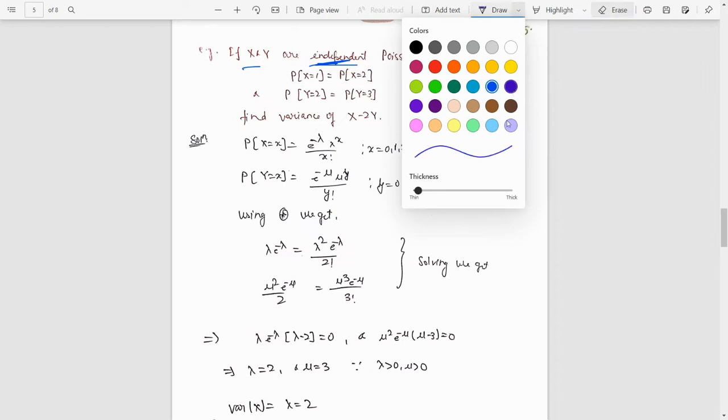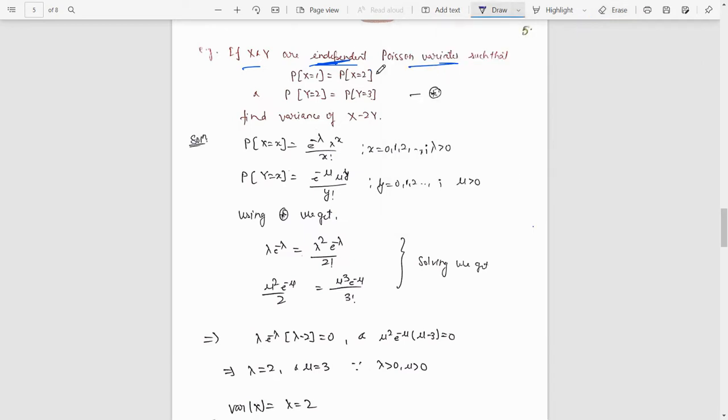Let's talk about the two relations given. The probability that x is equal to 1 is equal to the probability that x is equal to 2, and the probability that y is equal to 2 is equal to the probability that y is equal to 3. This is given for the x Poisson variate, and this one is given for the y. Then it asks us to find the variance of x minus 2y. That part is for later, but first, since these follow Poisson distributions, you need to find the parameters.